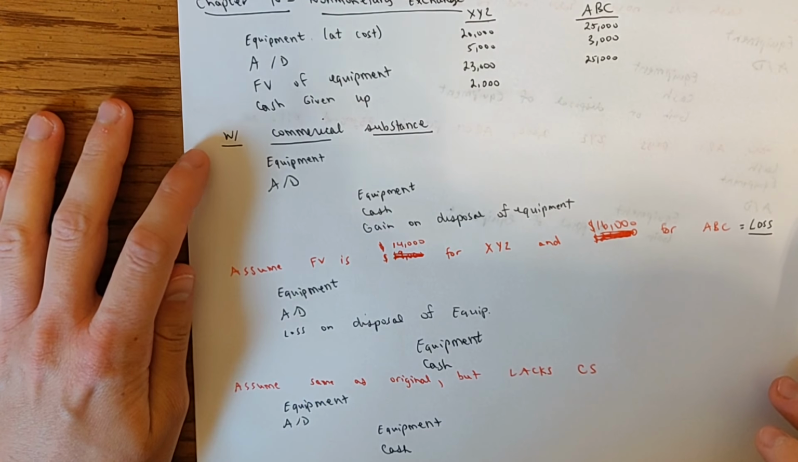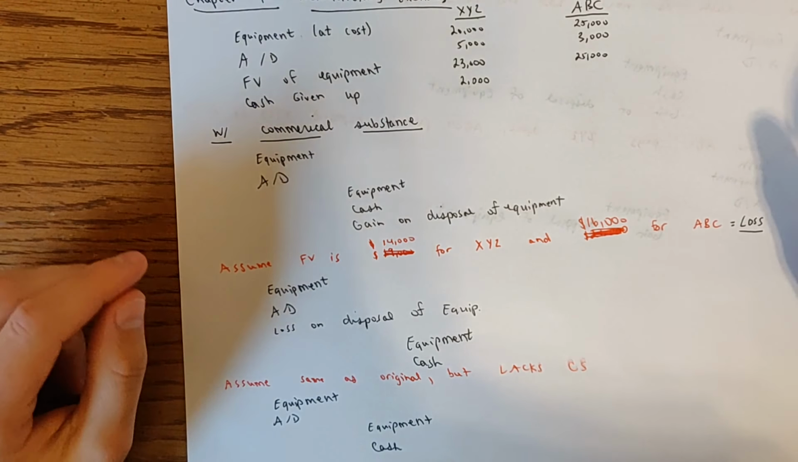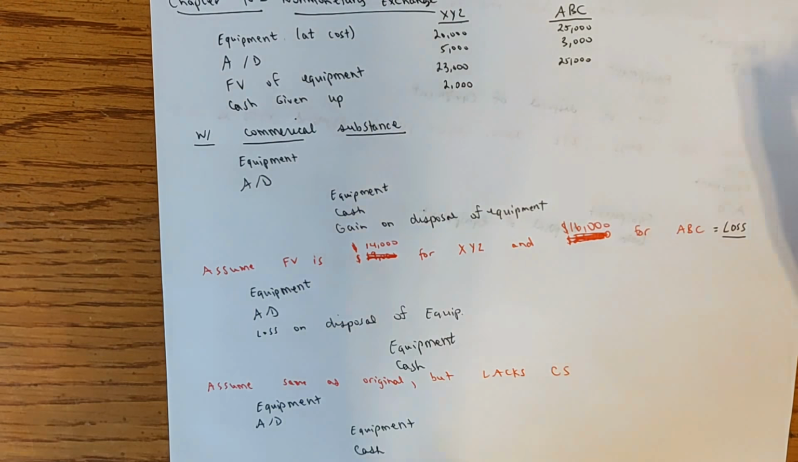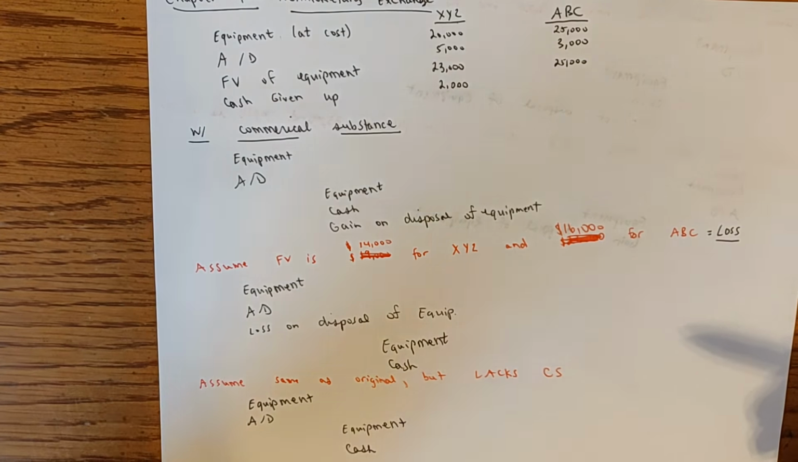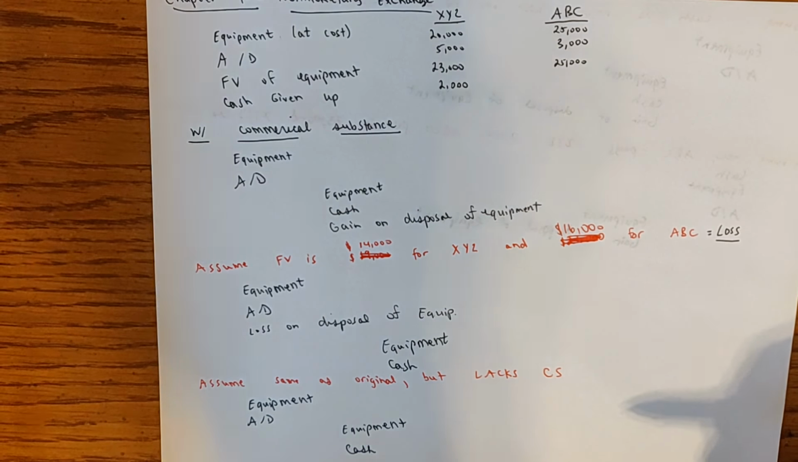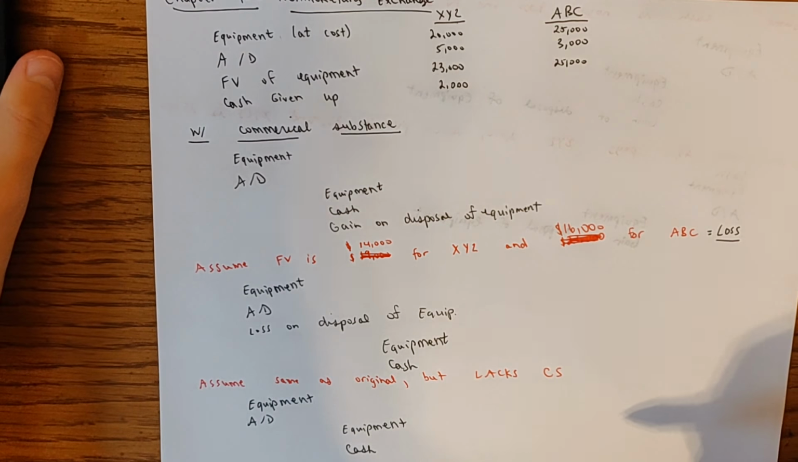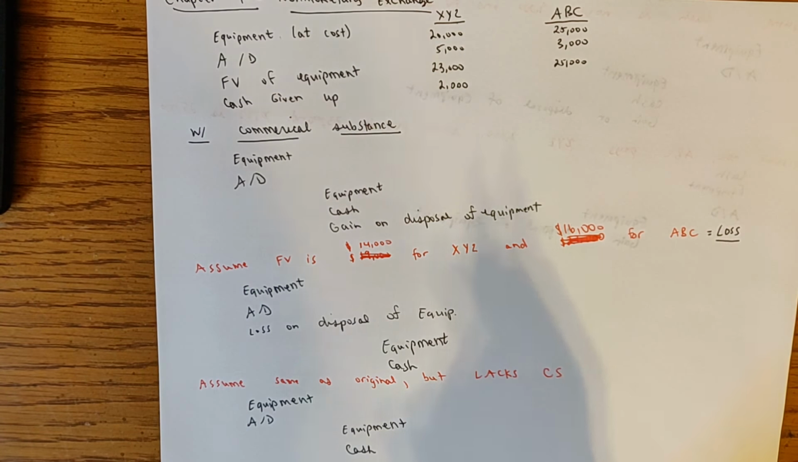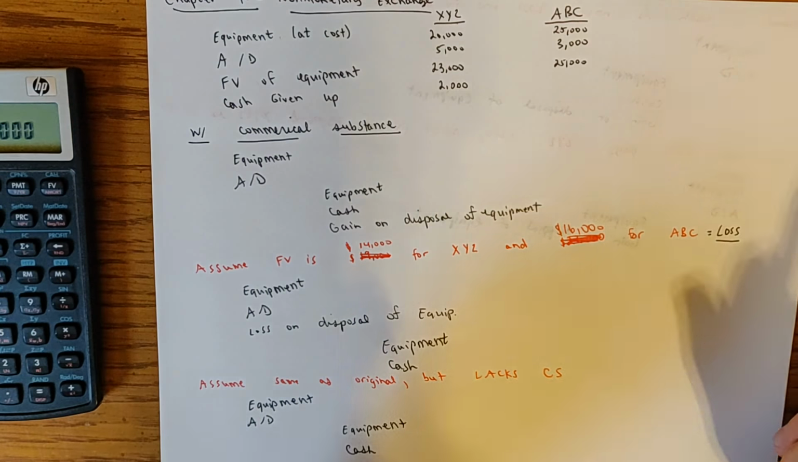So the first set is with commercial substance. I have the actual journal entries written out ahead of time just so it's a little quicker. With commercial substance, what would happen? Well, this is the easiest case, right? We're going to recognize all gains and all losses. If we see commercial substance on the exam or on a quiz, we're happy, we're smiling, right? We're in a good mood because this is the easiest of the different scenarios, okay?